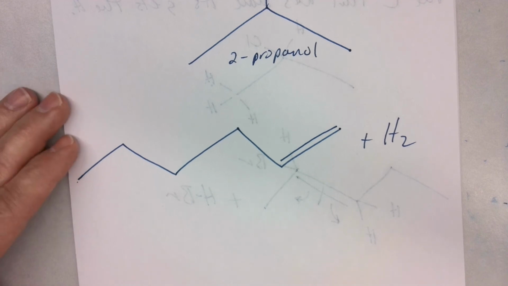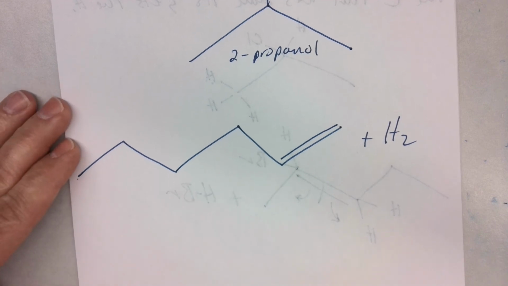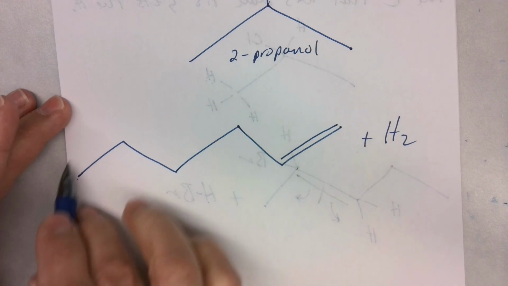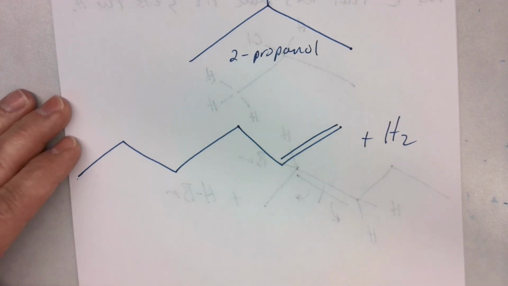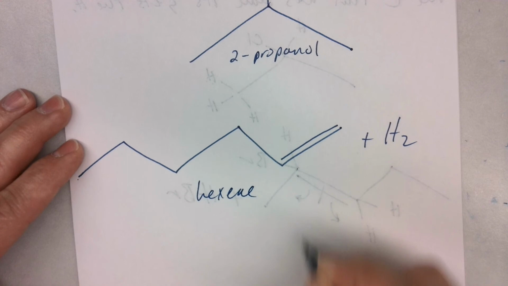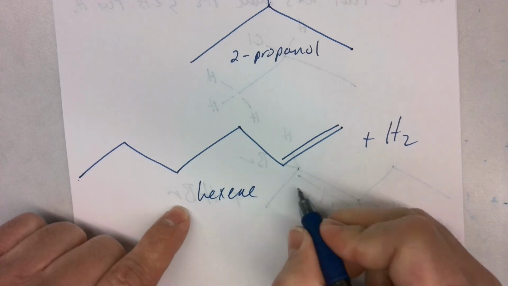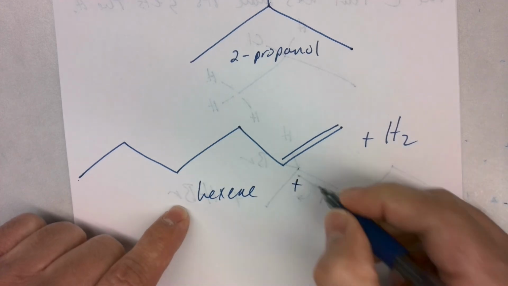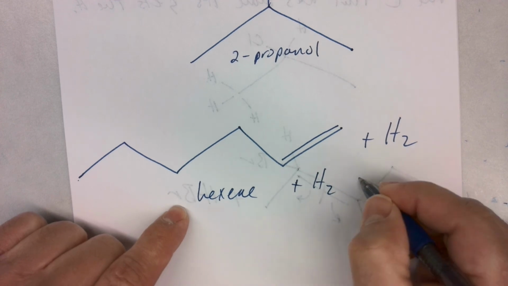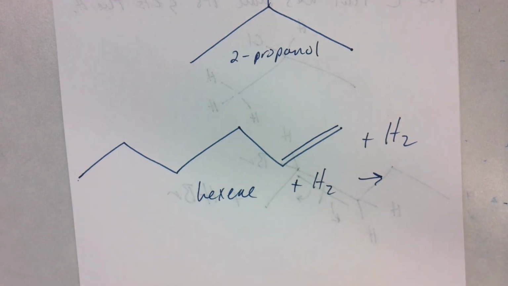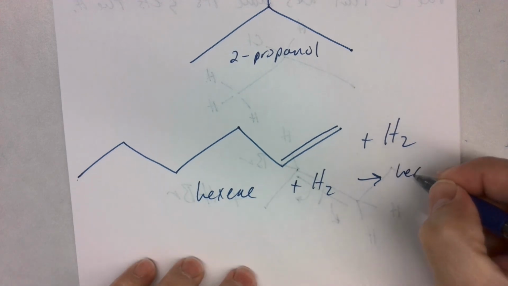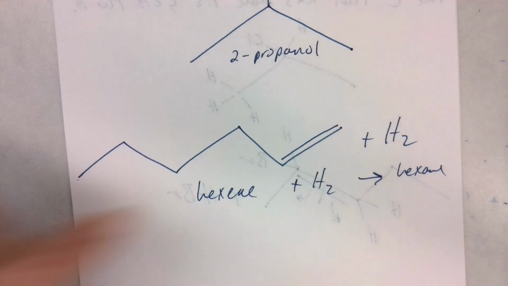Anybody know what this would be? Hexene. It's hexene. So I'm going to take hexene. Now why don't you have a number there? It's on the 1, so I don't need it. So I'm going to take hexene and add H2 to it. Now, what am I going to get out when I'm done? Hexane, exactly. I'm going to get out hexane because that double bond breaks, so it's no longer an ene.